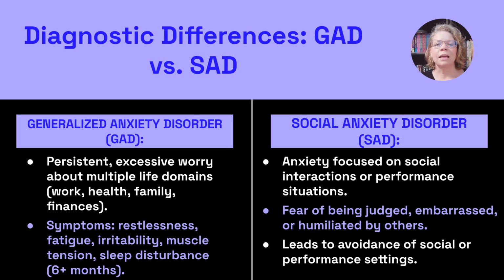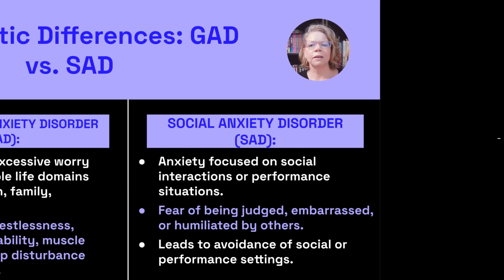In social anxiety disorder, or SAD, the anxiety is specifically tied to social interactions or performance situations. Individuals fear being negatively evaluated, embarrassed, or humiliated in front of others. This leads to avoidance of social or performance settings. In summary, GAD is broad and pervasive, while SAD is situation specific.